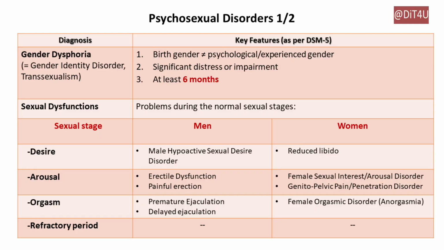Gender dysphoria: birth gender does not equate to psychological or experienced gender. The person is dissatisfied with their external genitalia. It causes significant distress or impairment, which affects their daily life and relationships and everything. And as a result of that, they feel very distressed.